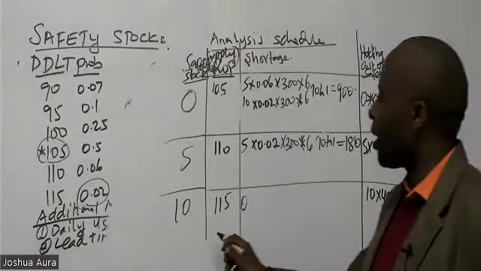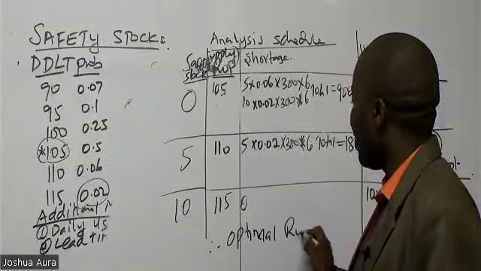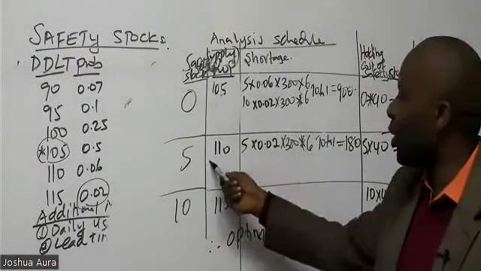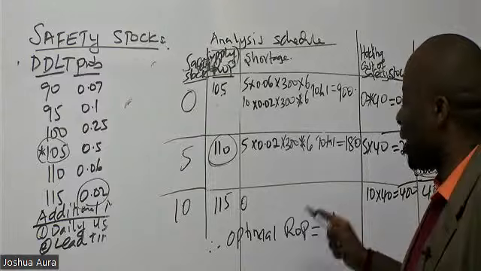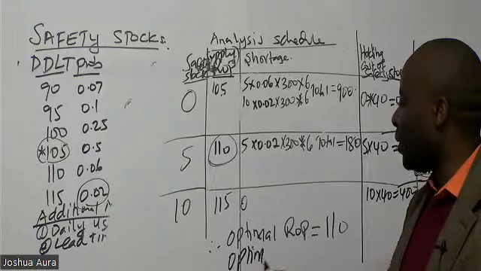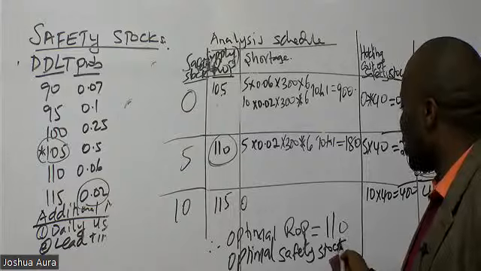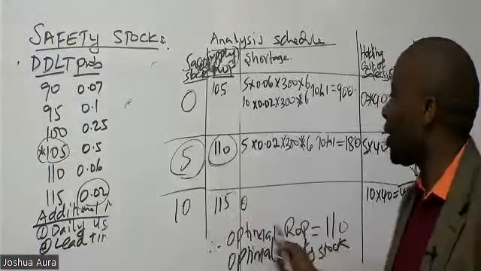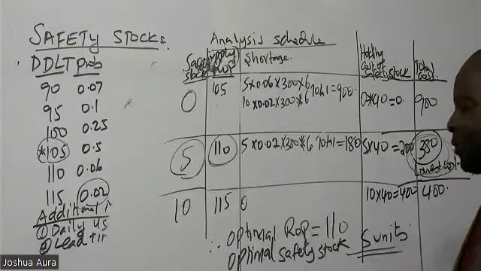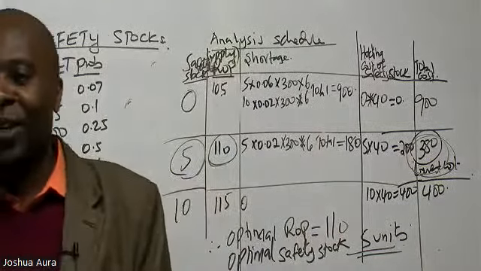And therefore, the optimal reorder point is the one that corresponds with this. So the optimal reorder point is 110. 110 is what they should supply. And then we have the optimal safety stock, which corresponds with this, and it is 5 units.